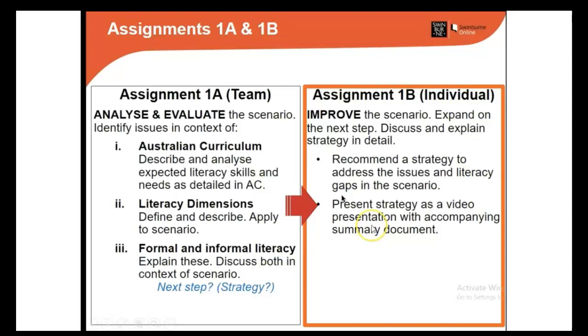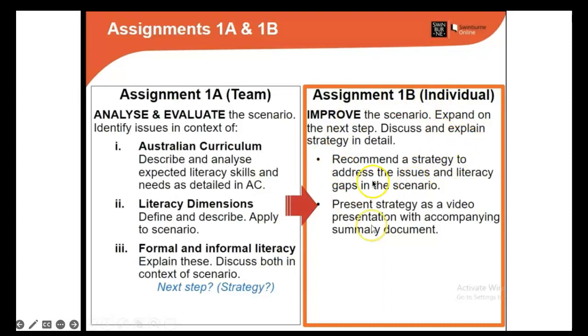So you'll actually need to go back to the scenario with Sean. You'll need to go back to what your team discussed in terms of what the issues were, what the literacy gaps were in terms of Sean and the inquiry unit that he wants to plan around solids, liquids and gases. That is still the same.